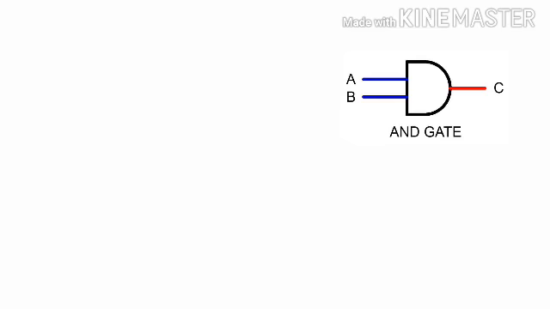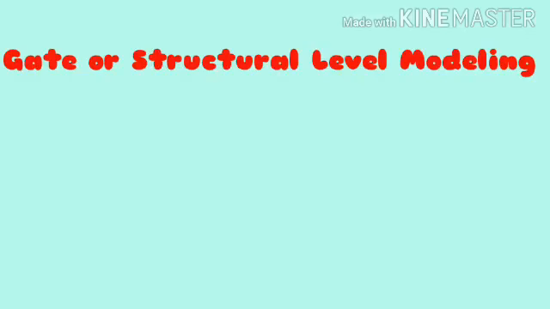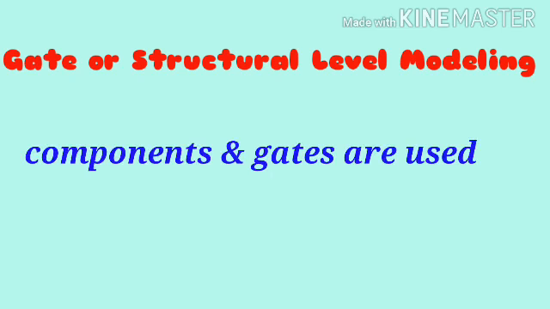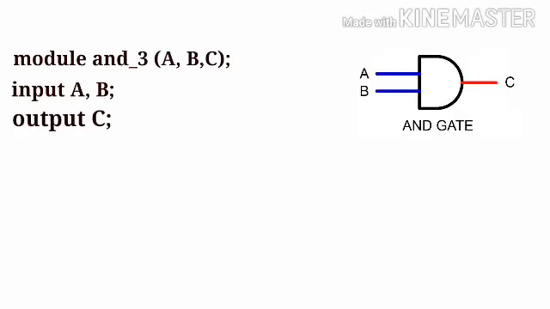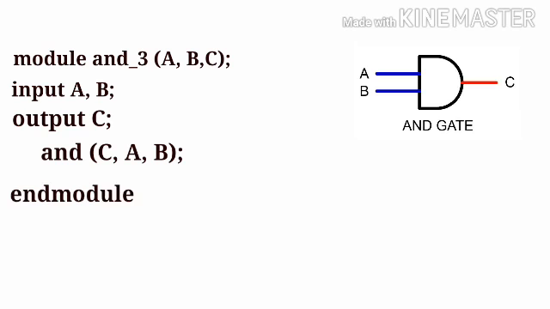Moving on to the last type, that is gate level or structural description. In this Verilog modeling, components or gates are used to model. Let us write a Verilog HDL code for an AND gate in structural description. The first three statements are similar to the previous modeling. We declare the start of the module. We write its input and output. We use the component or gate instead of symbols to define the function. Since it is an AND gate, we use AND for the output variable of the AND gate, followed by the input, and end the statement. Now we end the module.